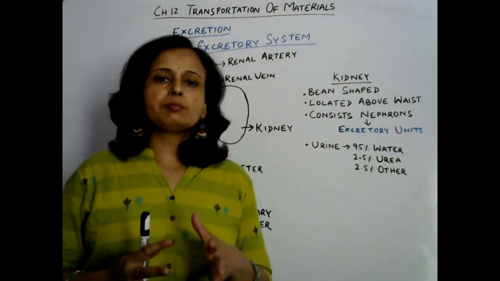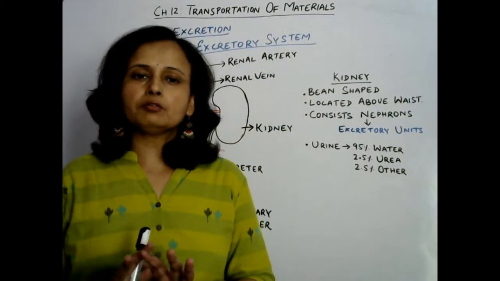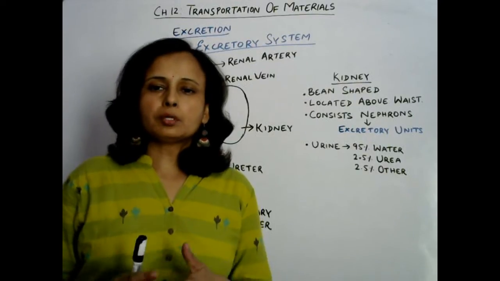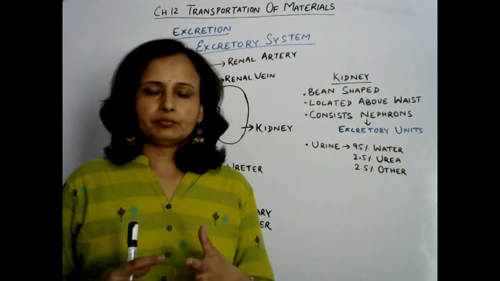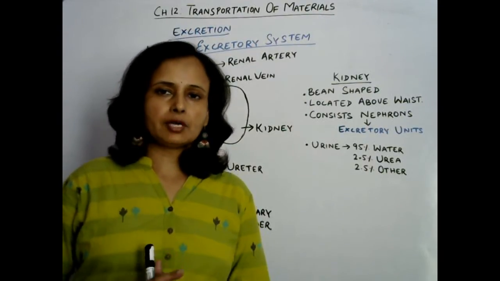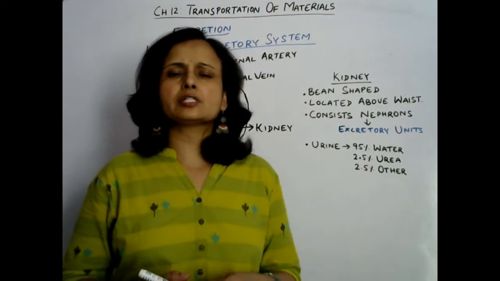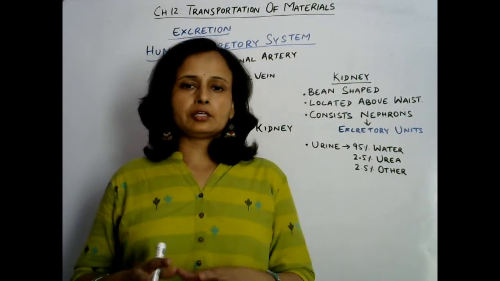So nephrons are the basic units which actually perform the work of filtration. Nephrons do the process of filtration and form urine, and that urine consists of 95% water, 2.5% urea, and 2.5% other waste like uric acid, ammonia, and some other nitrogenous waste.